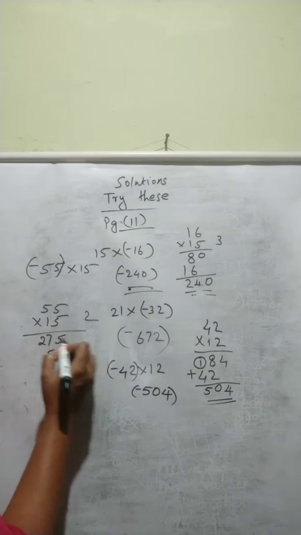825. So the answer is 825, but here one negative symbol is there, so we can write it negative 825. Clear?